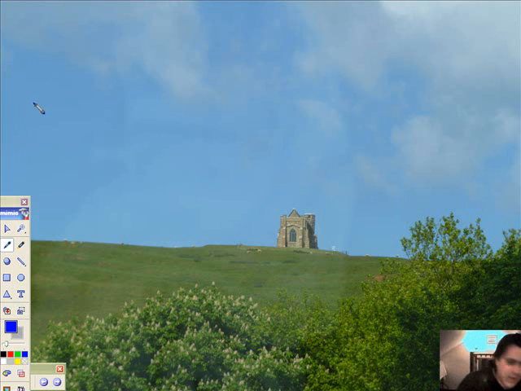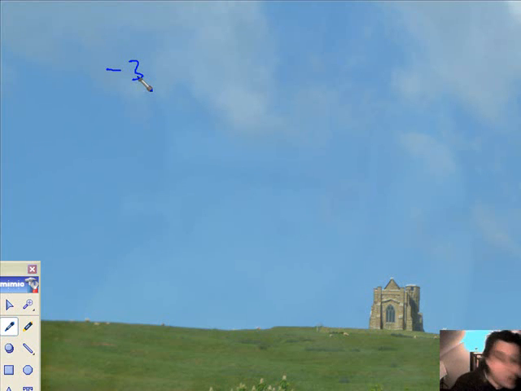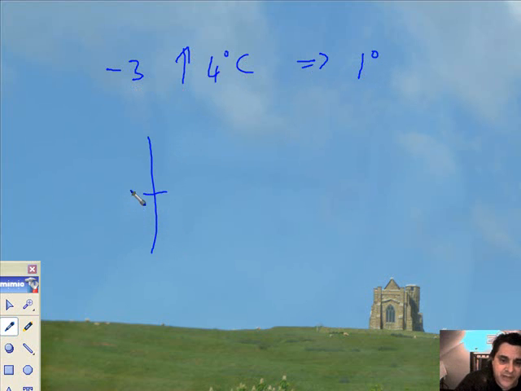The temperature is minus 3. This is page 18, question 1a. The temperature is minus 3 and it rises by 4 degrees. Where are we now? Well, minus 3, climb up 4, put you onto 1. That becomes 1 degree. So think about it. You've got yourself a little thermometer affair there.